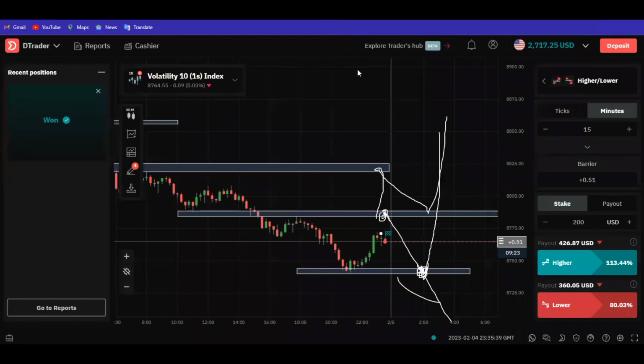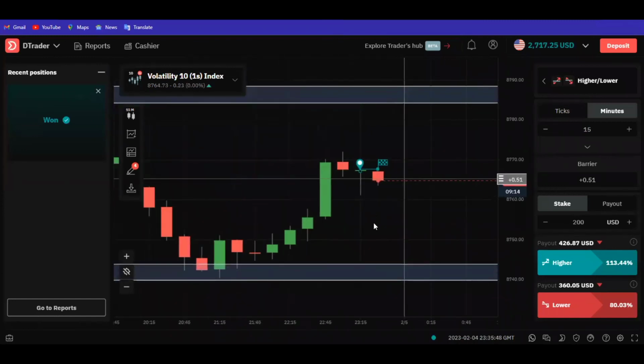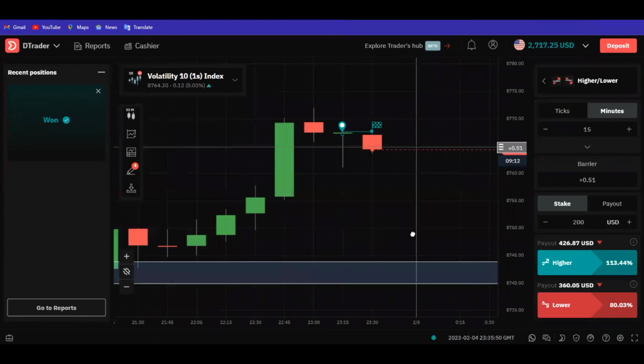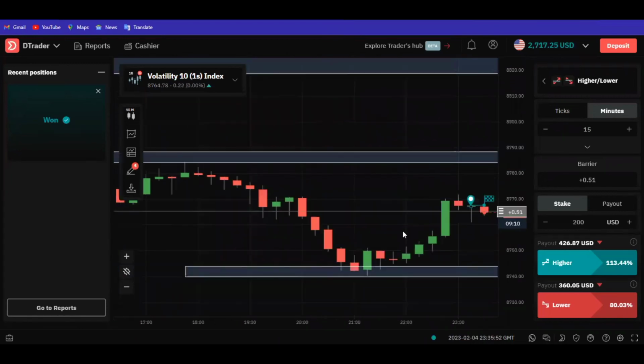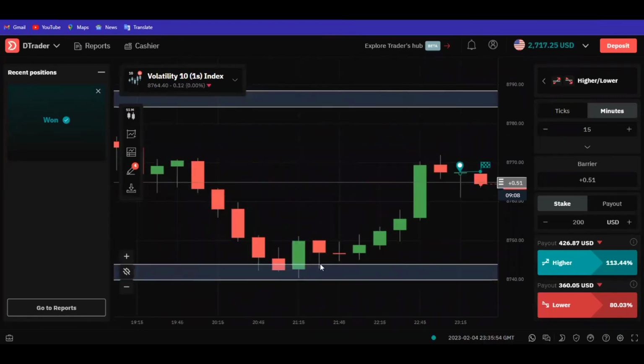So with the strategy, ukishaona hiyo clear sign ya rejection, you wait for a confirmation candlestick. Confirmation kama hapa kuna confirmation candlestick. This one is a rejection. Ukiona rejection usiingie immediately. Ni tricky. Rejection. Hizi ni to rejection bado tudogo tudogo, you see.